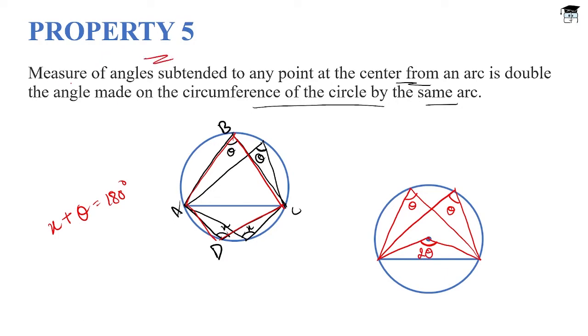What does it say? That the measure of the angle subtended at the center by an arc, this is the arc AB, if it is at the center, then it is double the angle made on the circumference of the circle. These angles are at the circumference of the circle. So this angle at the center O would be 2 theta, that is double the angle made. Clear? We are done with the fifth property.